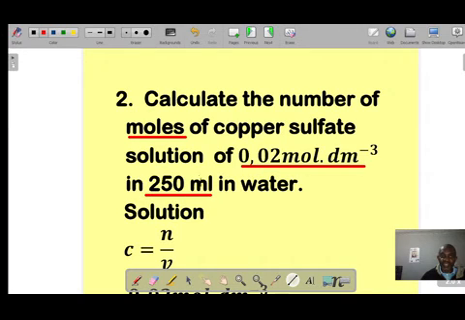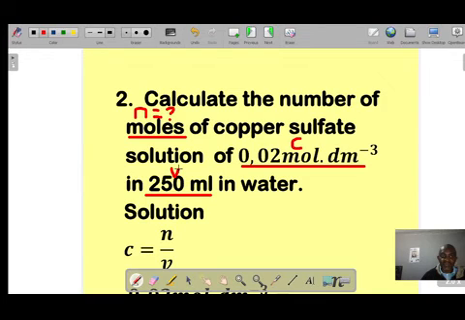So what am I looking for? I'm looking for the number of moles, that is N. Looking for this N here. And what do I have? I have the concentration. This is my C. What else do I have? I have the volume. This is my volume here.